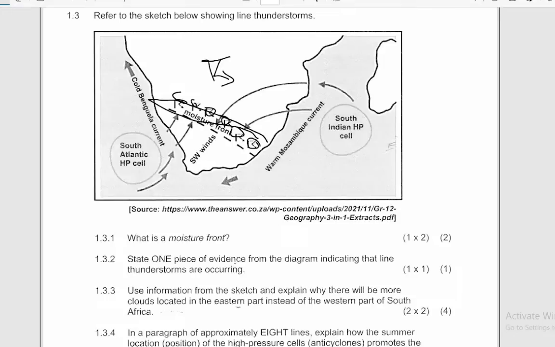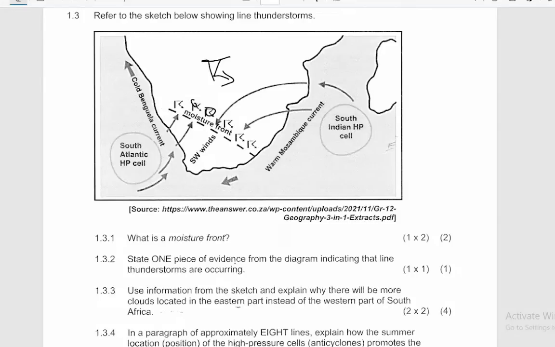And in series, they are appearing one after the other in a line along the eastern part of the moisture front. Right, move on to the next question, number 133. Use information from the sketch and explain why there will be more clouds located on the eastern part instead of the western part. I think we've discussed that. Why we have clouds on the east is because that is where condensation takes place, because of the upliftment of warm and moist air coming from the South Indian high pressure.